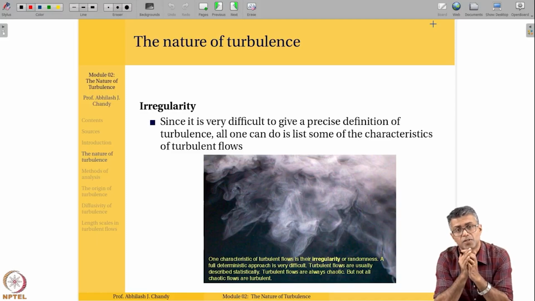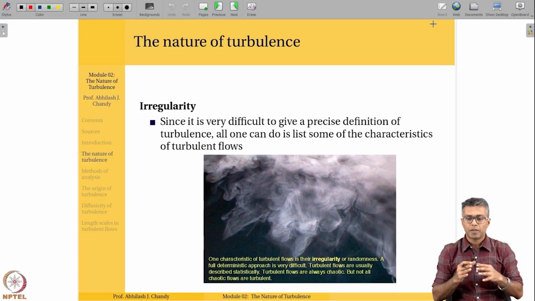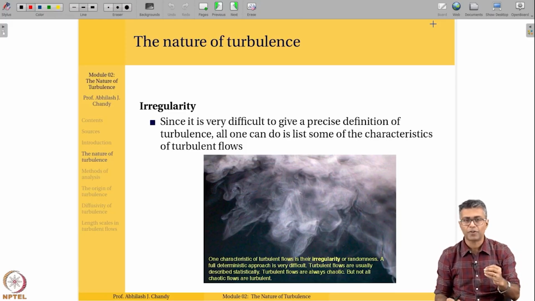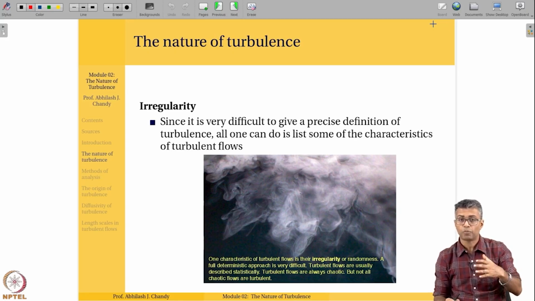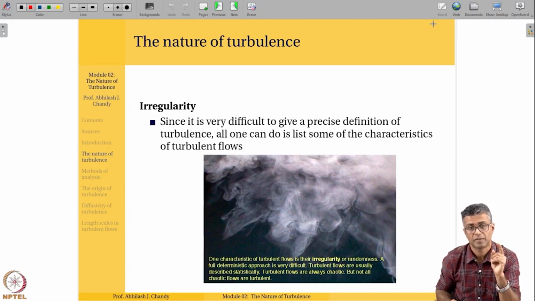So that takes us to the main discussion in this module, which has to do with the nature of turbulence. And we spent a lot of time in module 1 discussing how it is difficult to describe turbulence, how it is difficult to define turbulence. And that led us to the end of module 1, where we listed out a set of attributes for turbulence. We are starting with the first such attribute, which is irregularity.